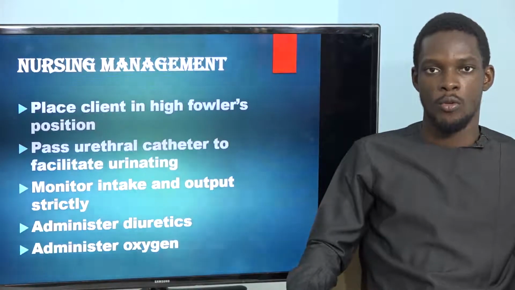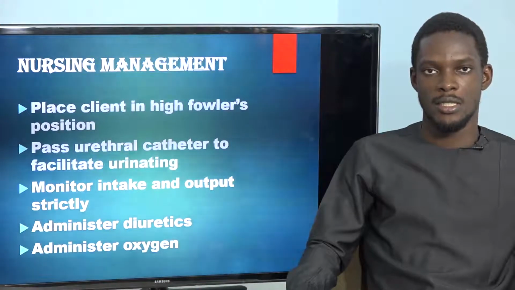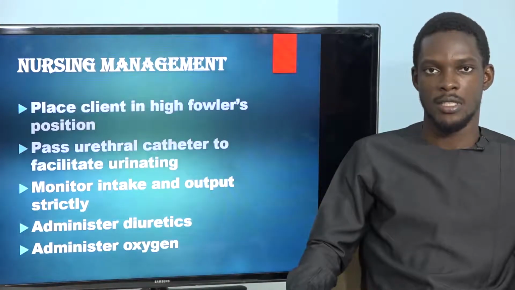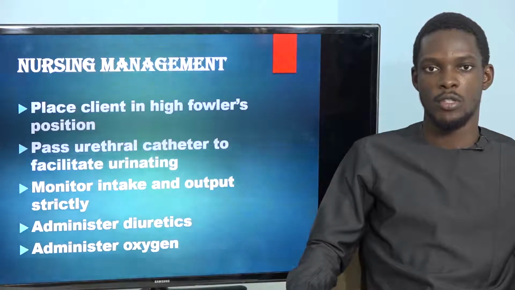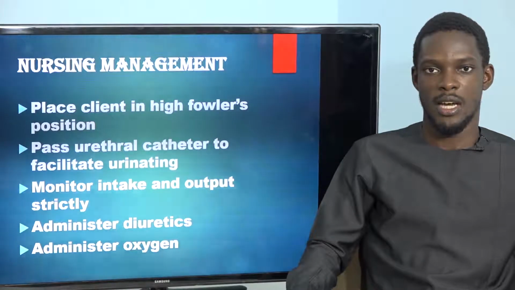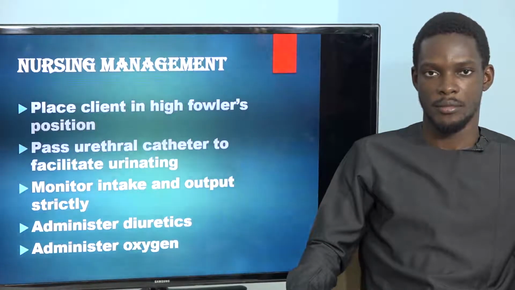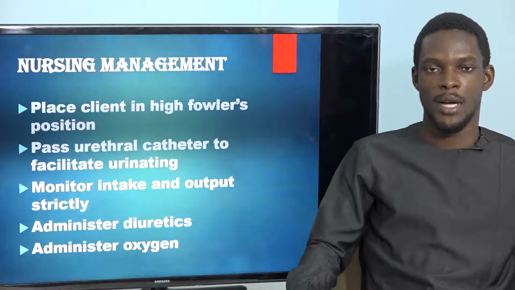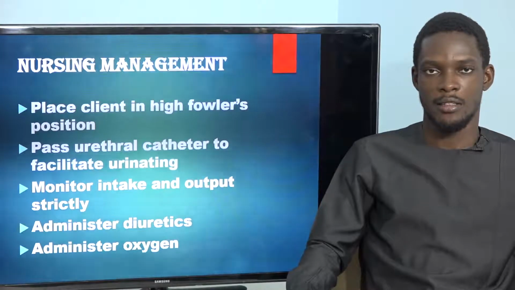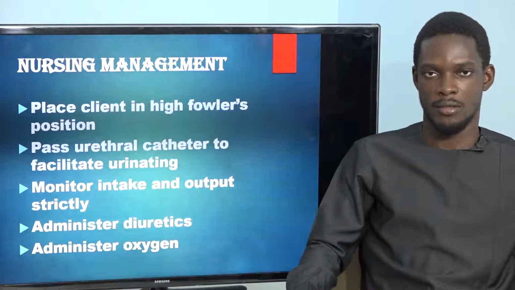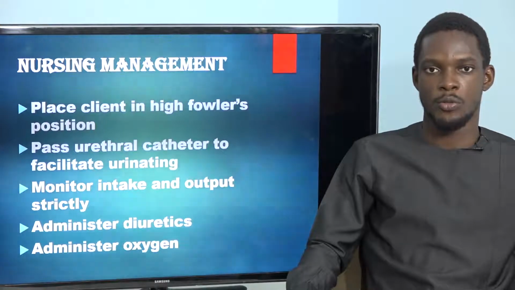What you want to do for your patient is, because of his difficulty breathing, you want to put such a patient in a high Fowler's position. You also want to pass a urinary catheter to facilitate urination. And you also want to monitor intake and output strictly.